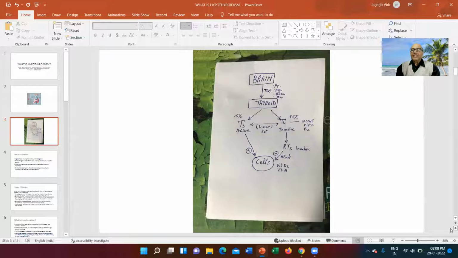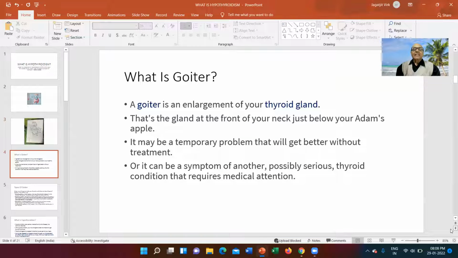So next is, what is goiter? Goiter is an enlargement of your thyroid gland. That's the gland at the front of your neck, as I have shown you, just below your Adam's apple. It may be a temporary problem that will get better without treatment, or it can be a symptom of another possible serious thyroid condition that requires medical attention.